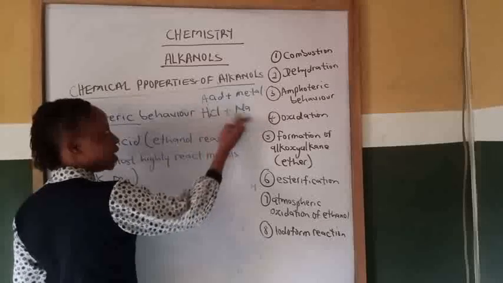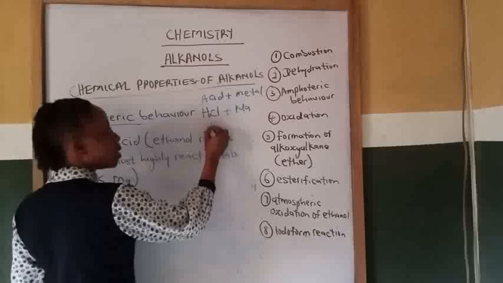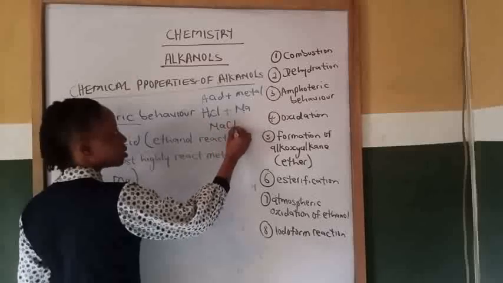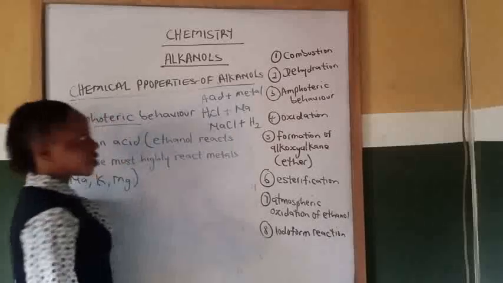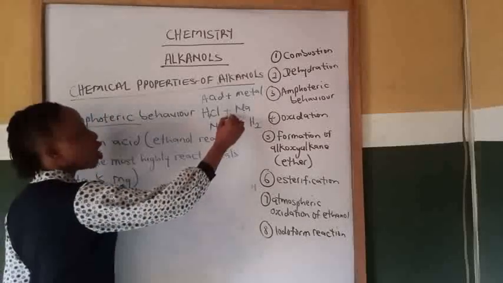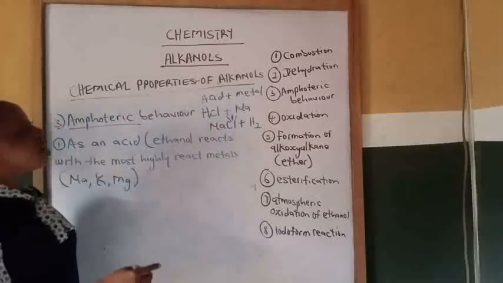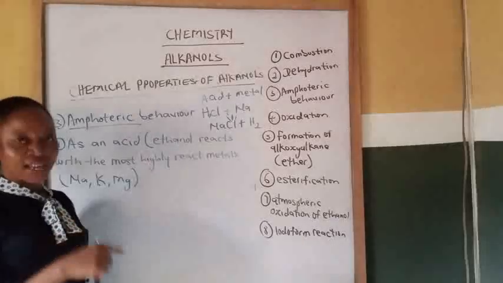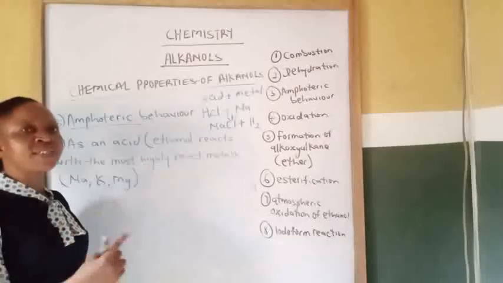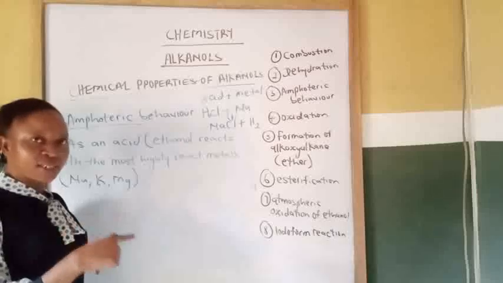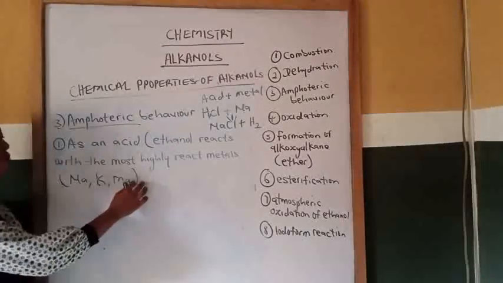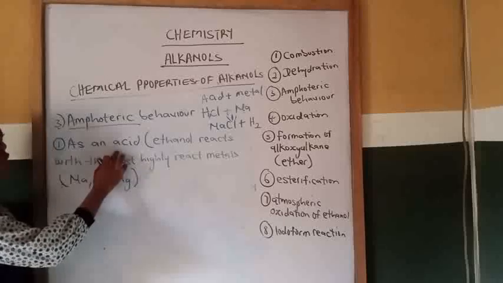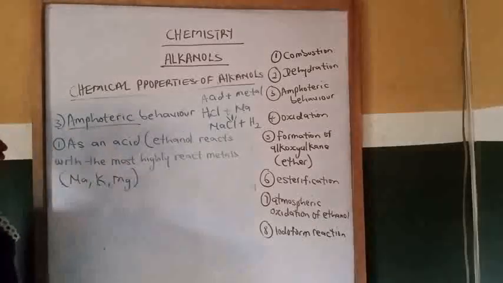So when sodium comes in, it will now be NaCl. Then hydrogen will evolve in the form of gas. So this is our product. Automatically, when a metal reacts with an acid, the metal displaces hydrogen from the acid and occupies the position of hydrogen. So the same process will be applicable to this chemical reaction under organic chemistry.